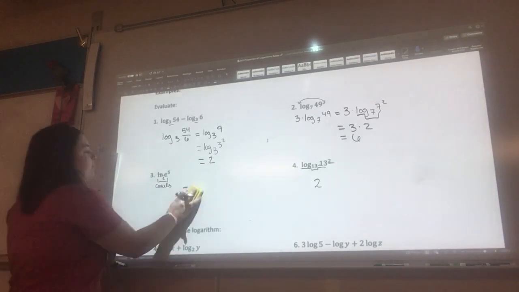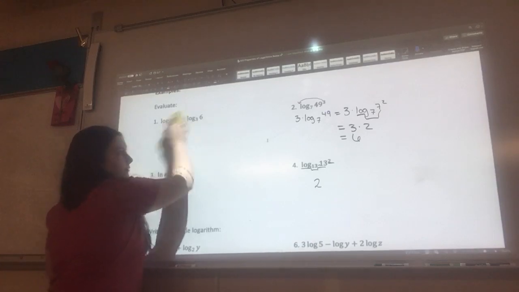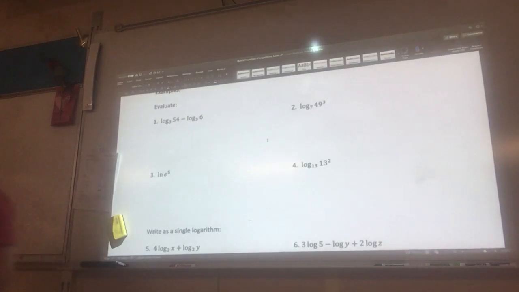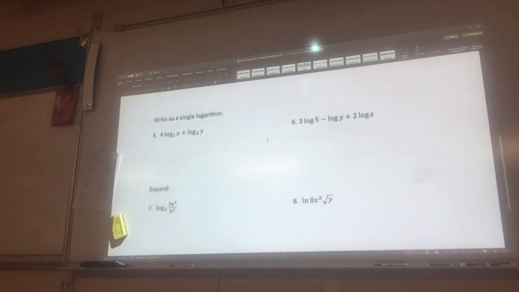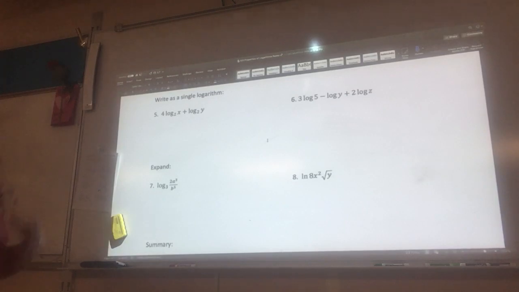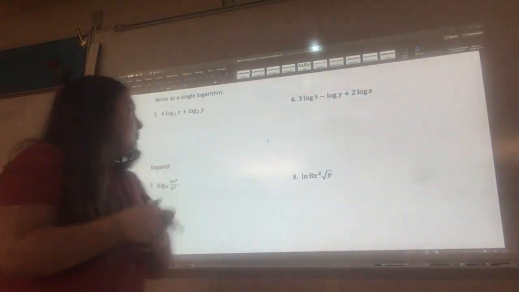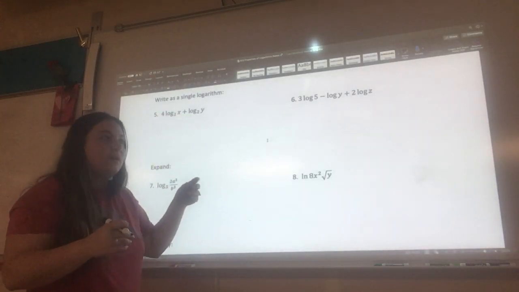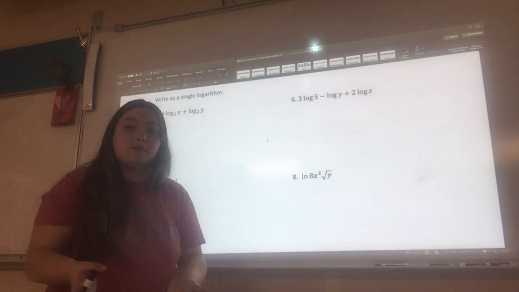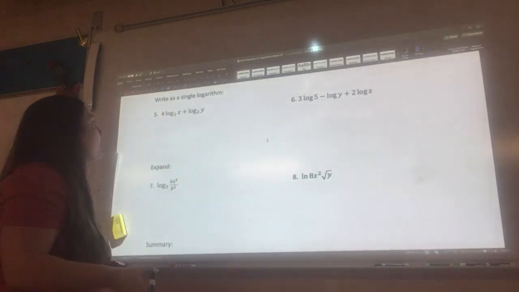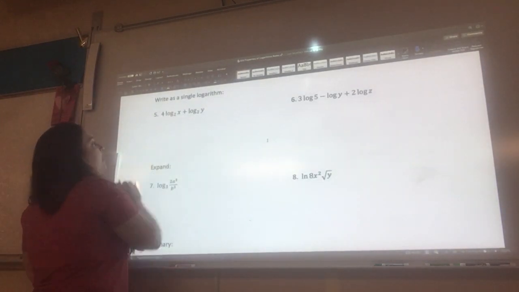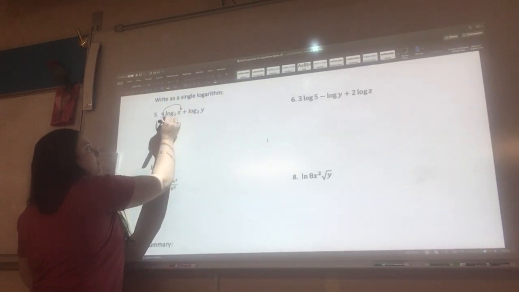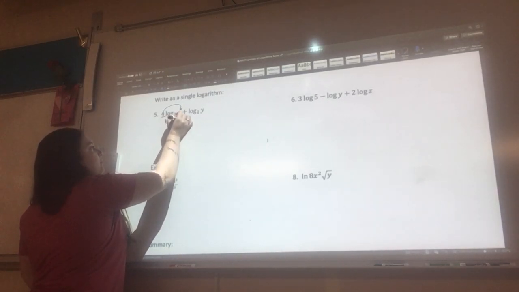Okay. Now we get into the fun part. I enjoy this part. So what we're going to do now is condense and expand. Our first two are condenses. So what we're going to do is write multiple logarithms as a single logarithm. To do that, we have to use our properties. Using our properties, we have a 4 out in front. That means this is an exponent of 4. So this is log base 2 of x to the 4th. Sweet.